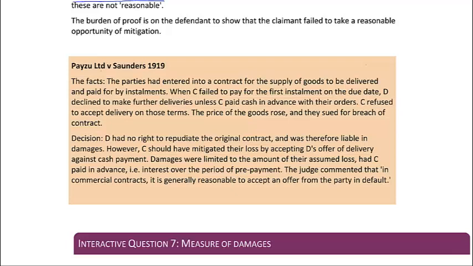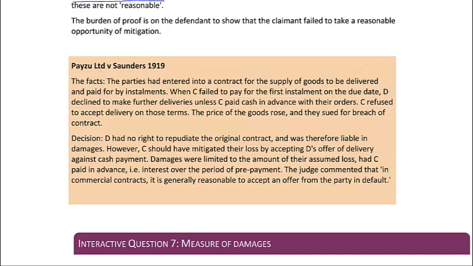Now, again, the case that we often quote here, quite an old case, Paisley versus Saunders. And in this case, there was a contract for goods to be delivered and paid for by instalments. And because the claimant was late making the first payment on the delivery of goods, the defendants decided that they would only make delivery in future if they were paid cash in advance. Now, the case went to court, and the claimant said, well, the defendants are in breach of contract because they have changed the terms of our contract. They're only delivering if they get cash in advance.